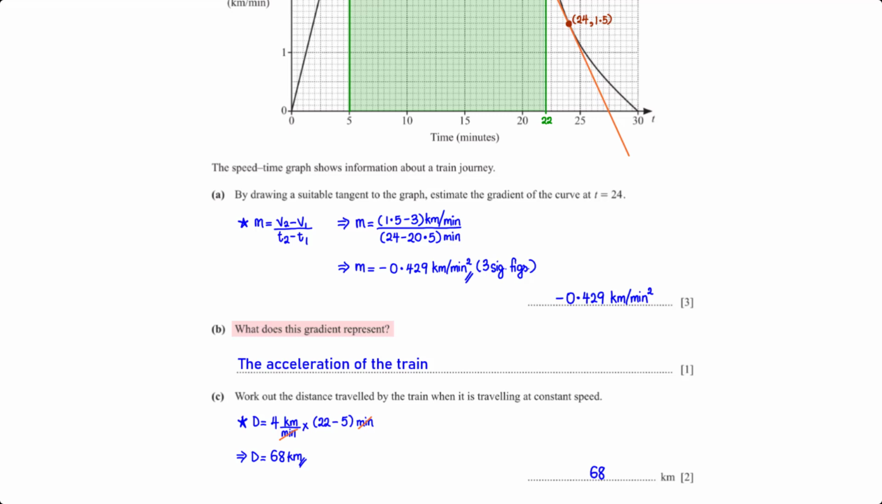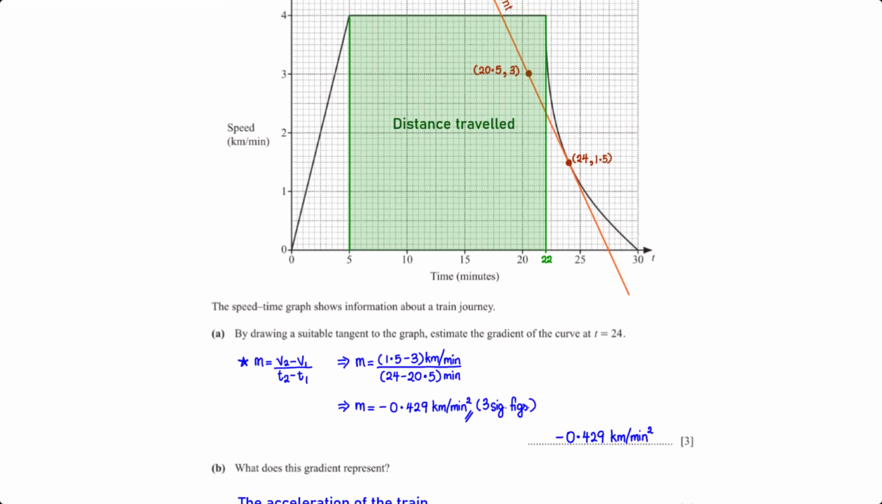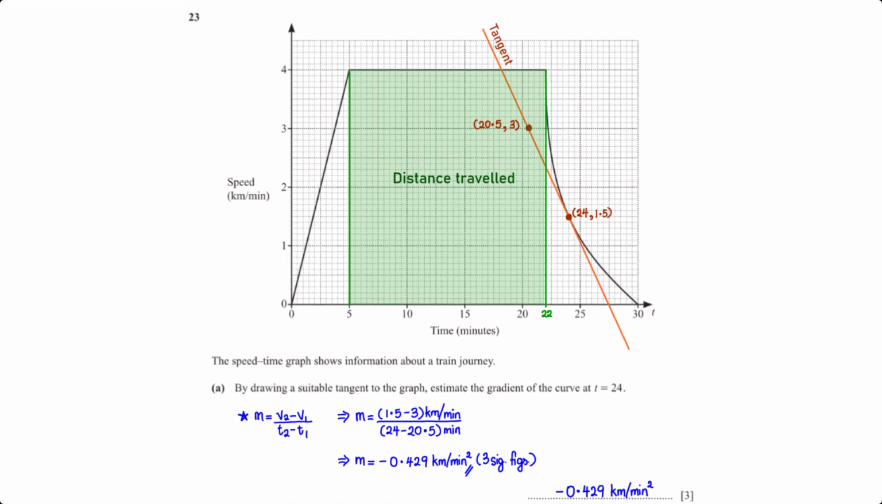What does this gradient represent? The gradient of speed time graphs gives us acceleration. Work out the distance traveled by the train when it is traveling at constant speed. The area under speed time graphs gives us the distance traveled.